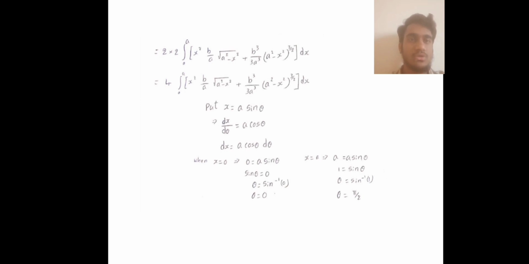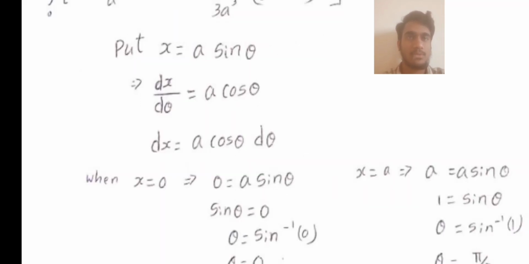Sin theta is equal to 0. Theta is equal to sin inverse 0. Theta is equal to sin inverse 0, value 0. When x is equal to a, substitute a is equal to a sin theta. 1 is equal to sin theta. Theta is equal to sin inverse of 1. Sin inverse of 1 value is pi by 2. Now the limits change from 0 to pi by 2.